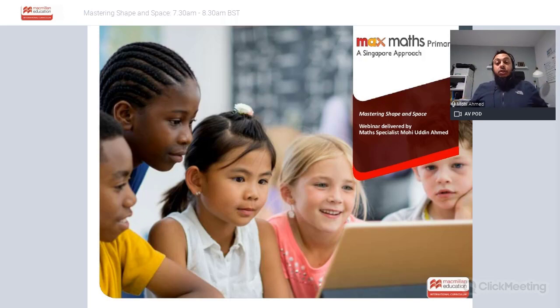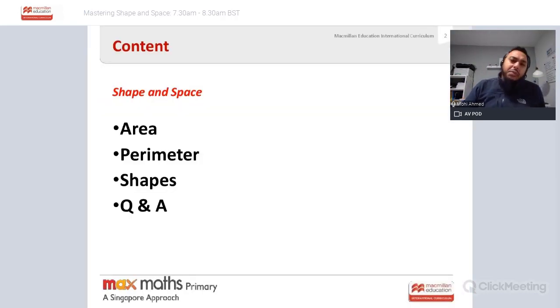So welcome to this session. This is all on shape and space. The main focus of today's session, because we've only got 50 minutes plus a 10-minute Q&A session, is going to be mainly on the area and perimeter topics that we cover in school, as well as some discussion on shapes. And then we have a Q&A session at the end.